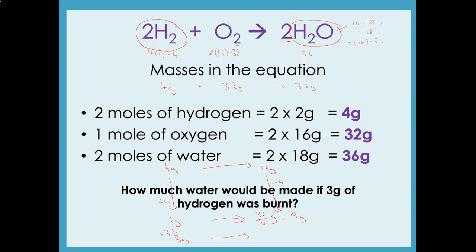I also need to times the product. So it's going to give me 9 times 3 grams. So that's going to give me 27 grams water.